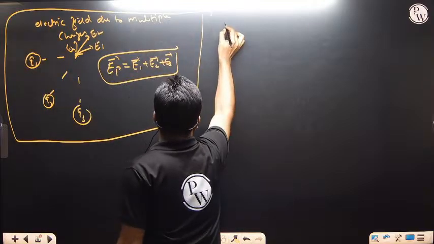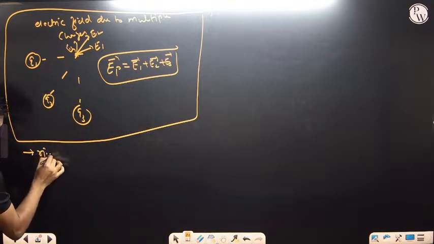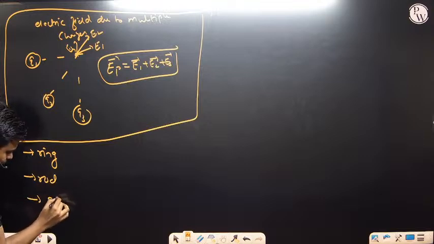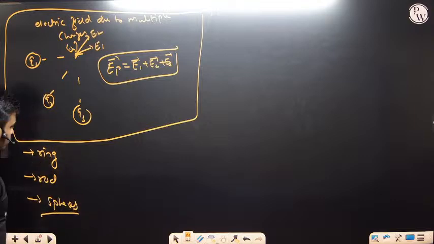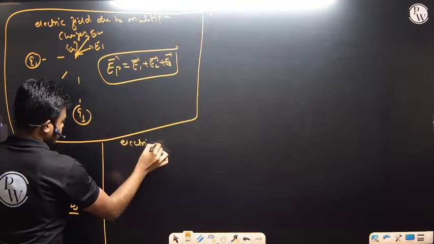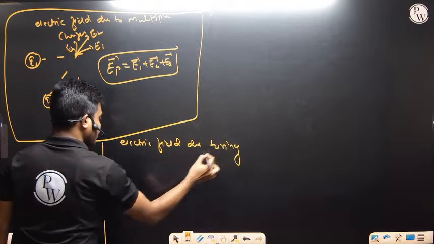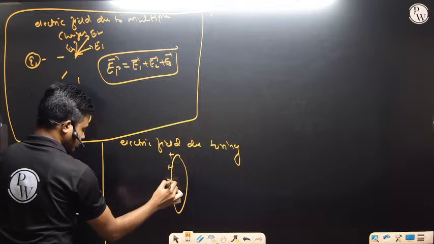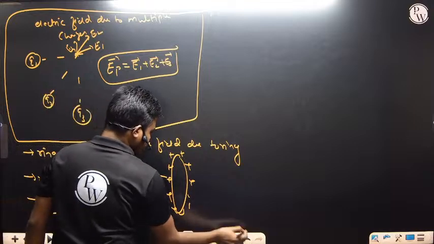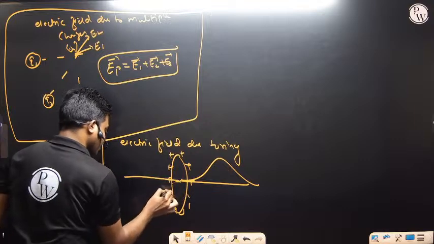If we have a continuous charge distribution, we are going to discuss it for the ring, for the rod, and for the spheres. So first one is the ring. Electric field due to ring. Suppose the charge is distributed over the circumference of the ring, and we want to calculate the electric field because of this. Along a distance, it will increase like this, and on this side it will decrease like this.